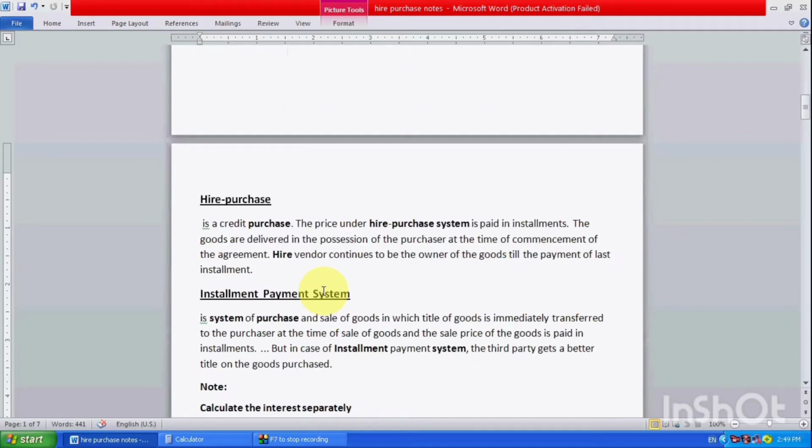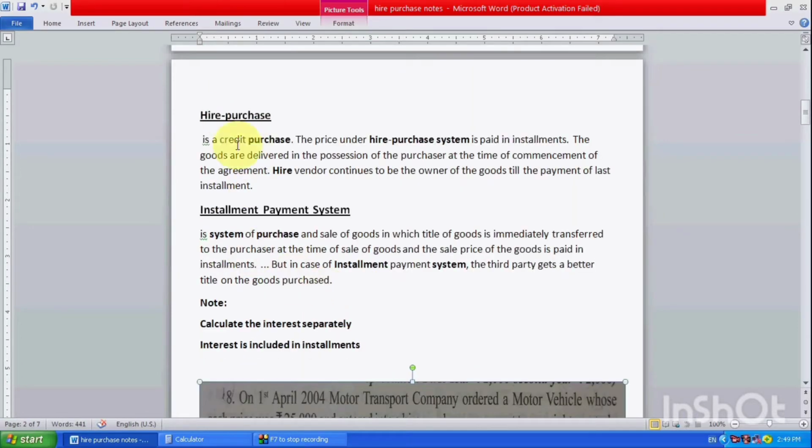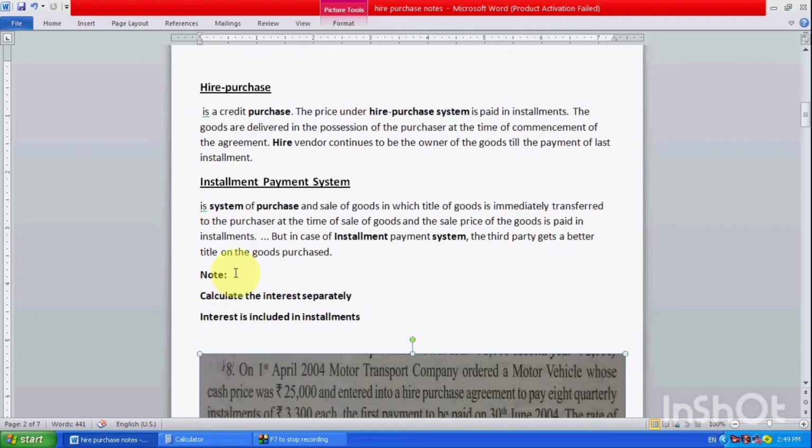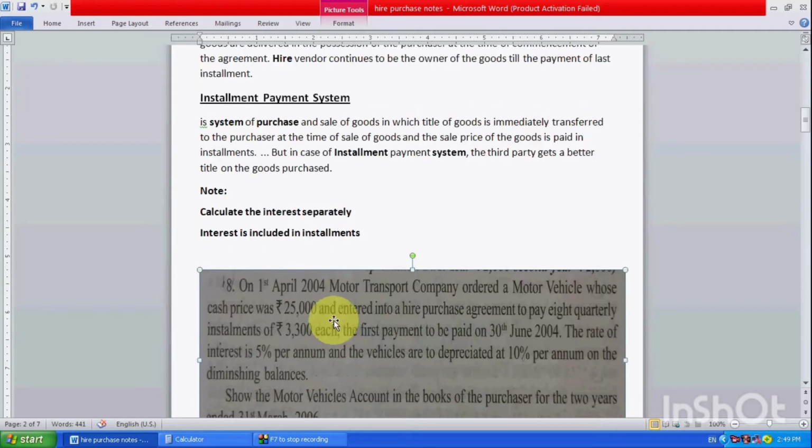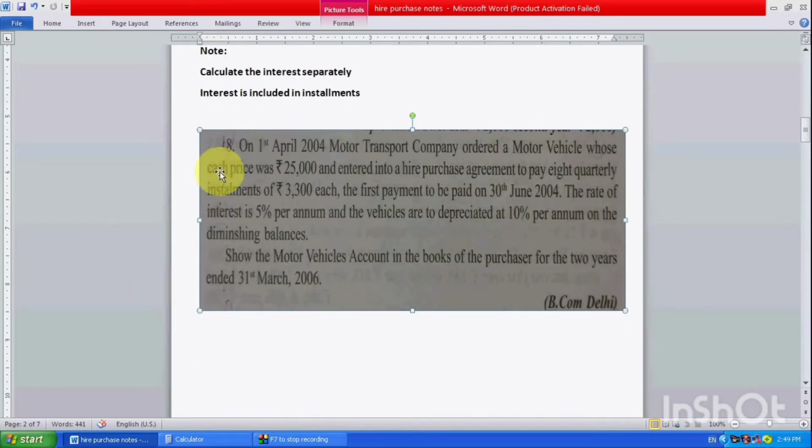Okay, so in this video we are going to see the hire purchase and installment purchase system. We have already discussed a little bit of theory on hire purchase and installment purchase. So calculate the interest separately. Interest is included in the installment. Remember this note. Calculate interest separately. Interest is included in this installment.